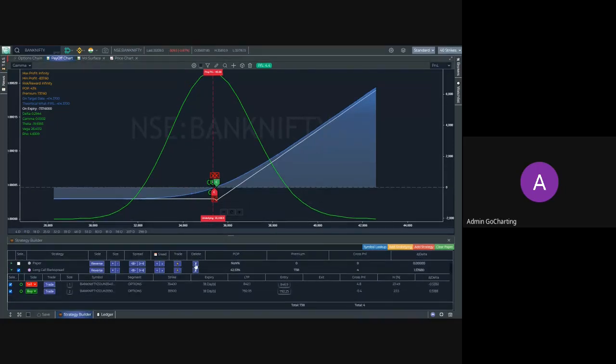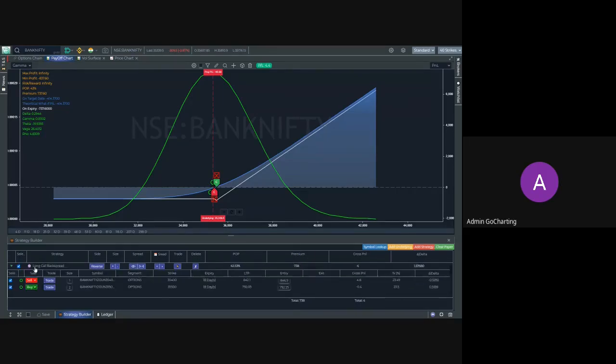So let me get rid of this paper trade in here. Okay, now I only have a long call back spread, but this is a built-in strategy, right? Now this built-in strategy also gives you the same ability or maneuverability to change your size, your entry positions, etc., right?